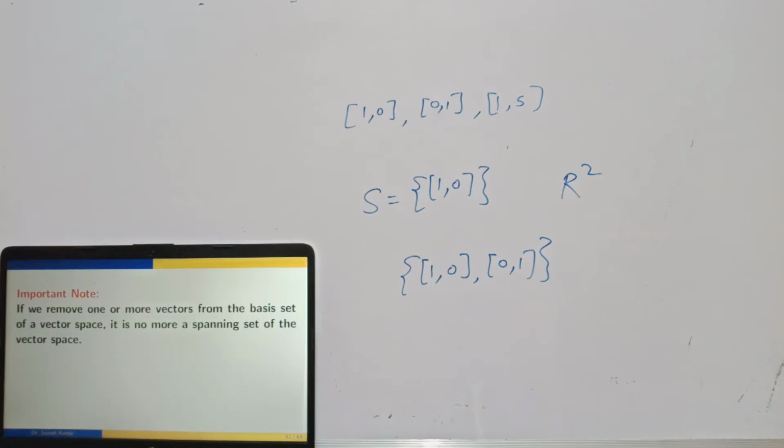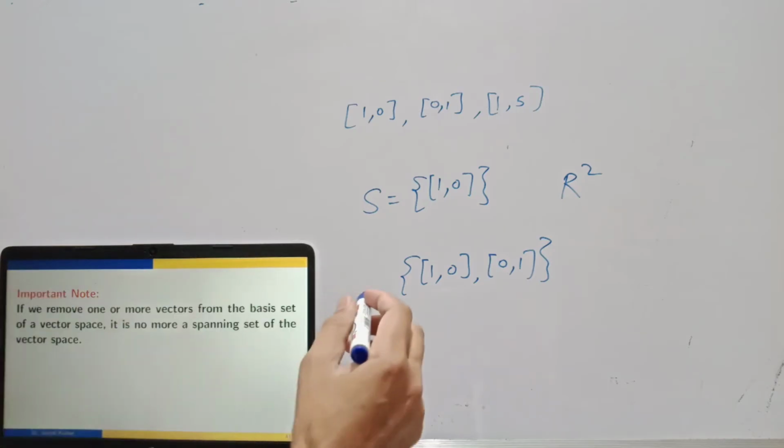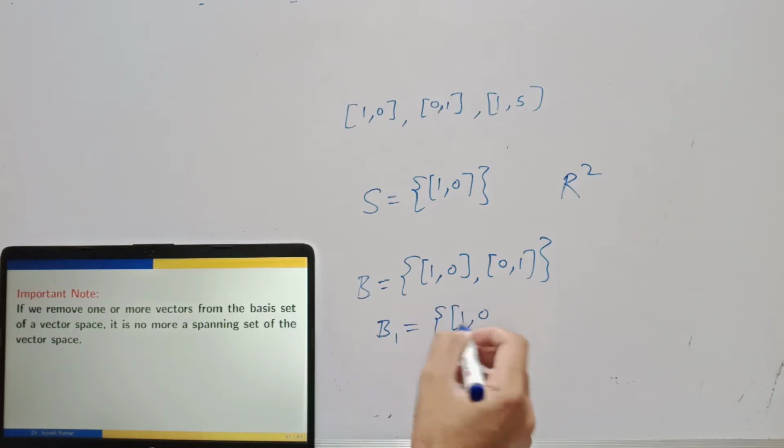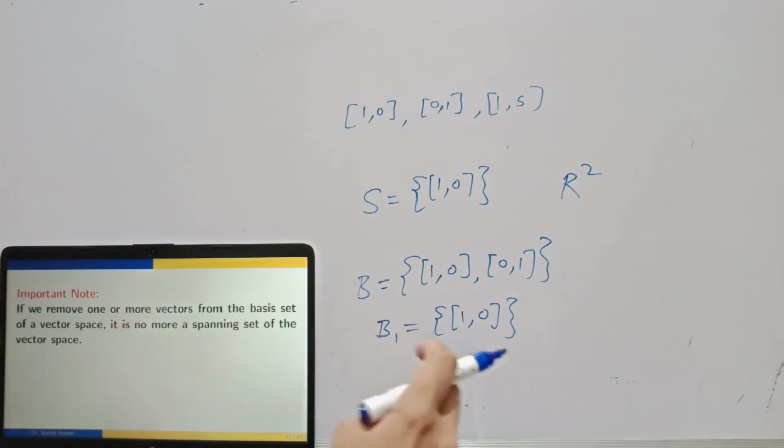This is very important because this gives the whole idea of construction of basis of the vector space. If we remove one or more vectors from the basis set of a vector space, it is no more a spanning set of the vector space. For example, this is basis of R2, you know. What happens if I drop one vector from it? I construct a new set B1, it carries only one vector. Which property of the basis is no more here? It is not spanning set.